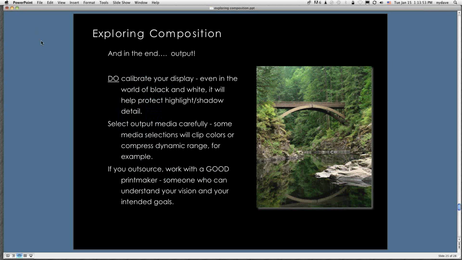So exploring composition, at the end of the day, you have to think in some respects about output. Where are you going with this? Where do you want to land? What does success look like?